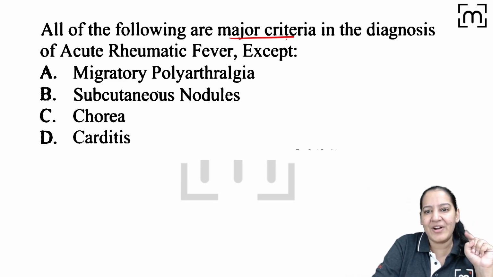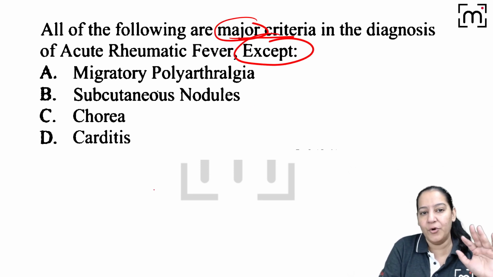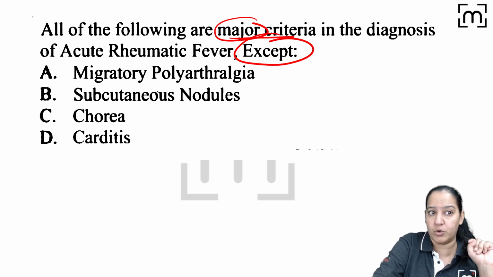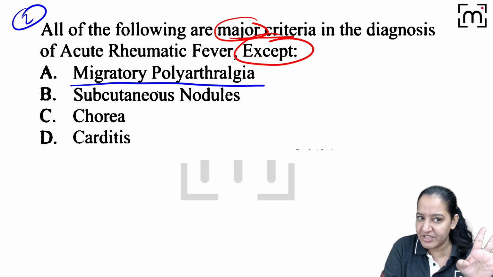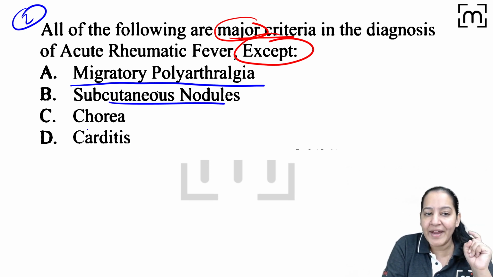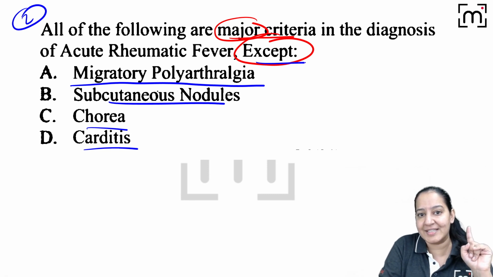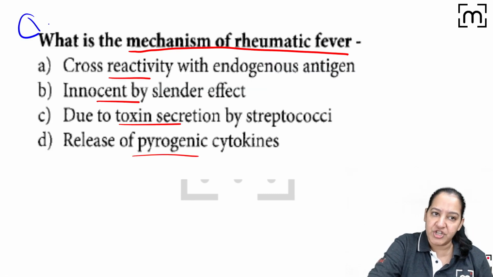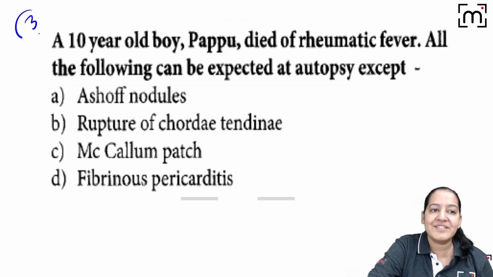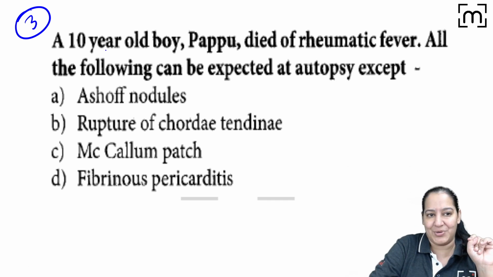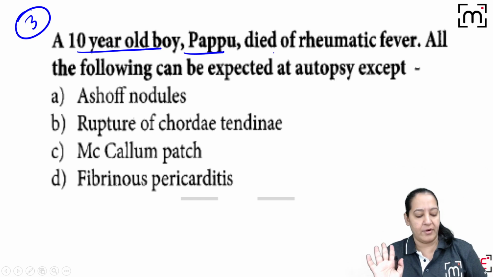All of the following are the major criteria of Jones except. Can you tell me which is not a major criterion? Read the 4 options very carefully. This is question number 2. Is it migratory polyarthralgia? It is not a major. Subcutaneous nodules, chorea in the brain, and carditis in the heart. Which of the following is not a major? I am asking the except. So tell me the correct answer of question number 1, question number 2, and question number 3. This is question number 3. A 10-year-old boy Pappu died at the, okay, this question you can't answer right now.